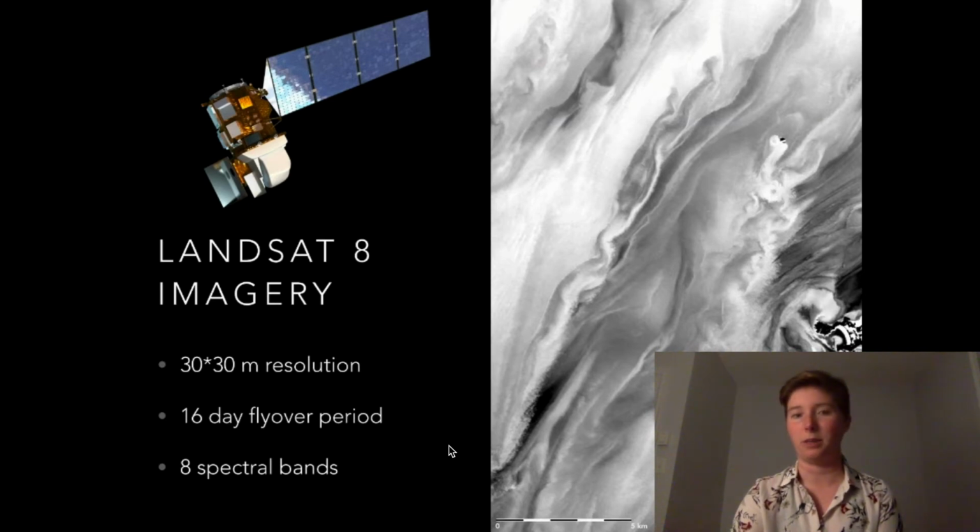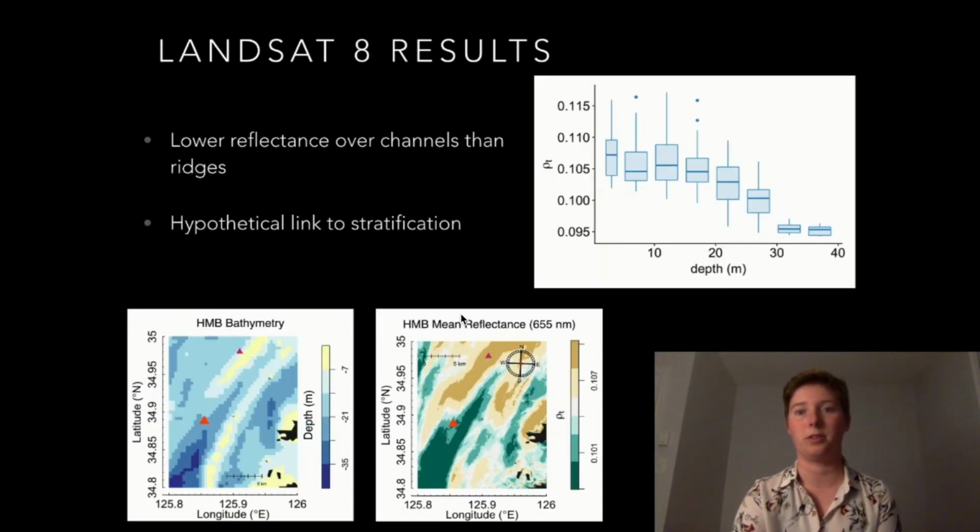Now, in my honors, I found some pretty promising results that seem to correlate pretty well with our hypothesis. The first was that there's definitely lower reflectance over the channels than over the ridges. We can see this here. Mean reflectance between all the images I could gather was lower in deeper areas. It matches with imagery fairly well.